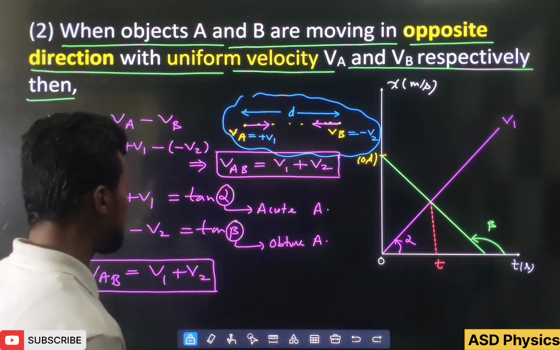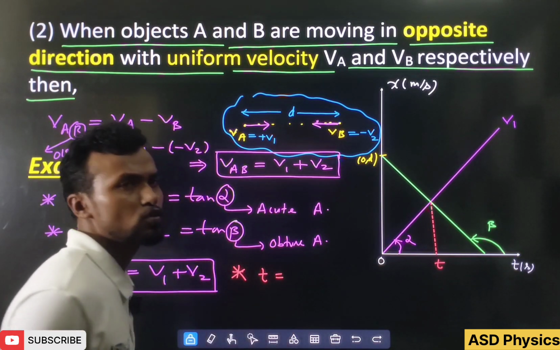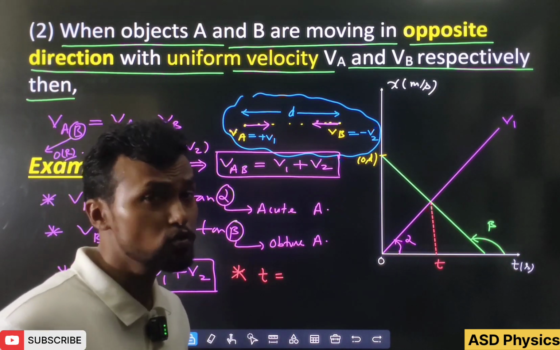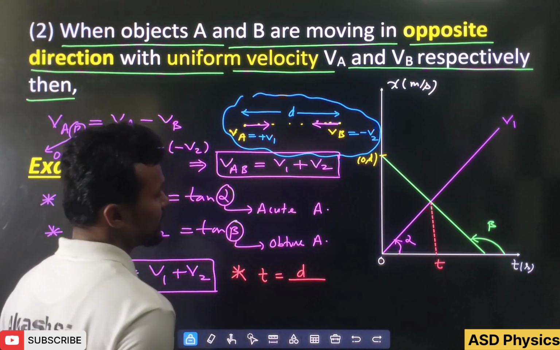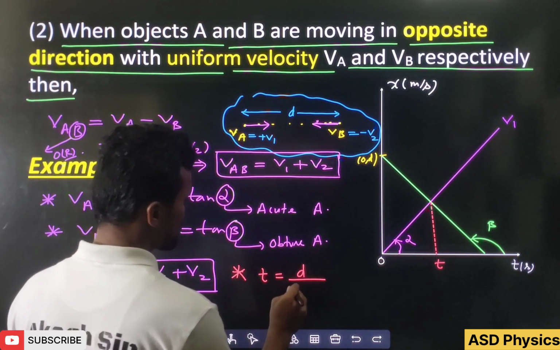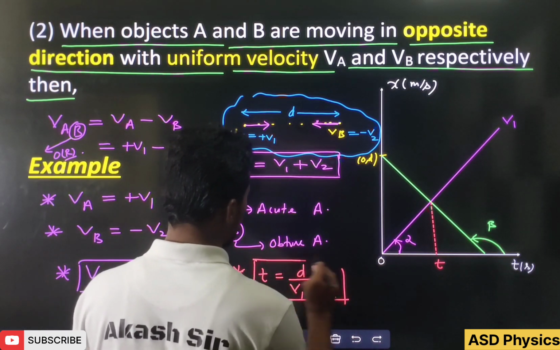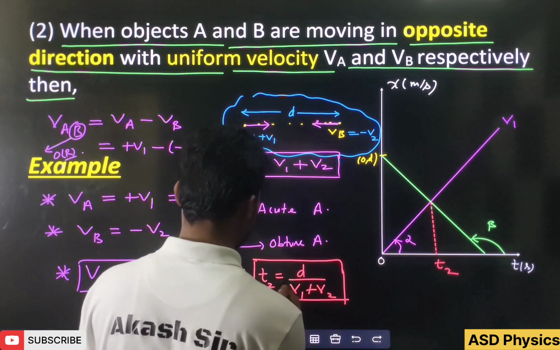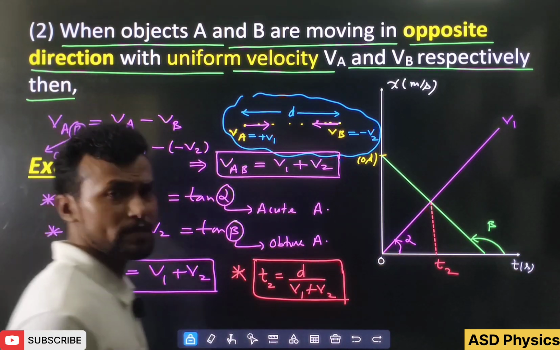How to get this time? If you want to calculate this time, remember that speed equals distance by time, so time equals distance by speed. How much distance is there between them? D. And how much is the relative velocity? V1 plus V2. This is the time, which I can write as T2. After this much time, D by V1 plus V2, they will meet each other.